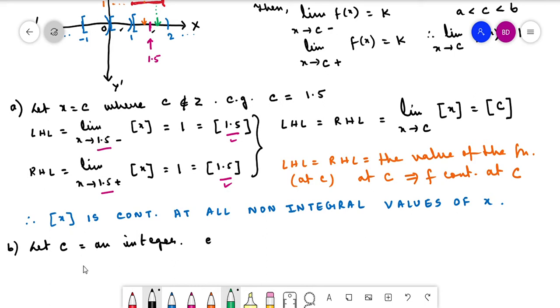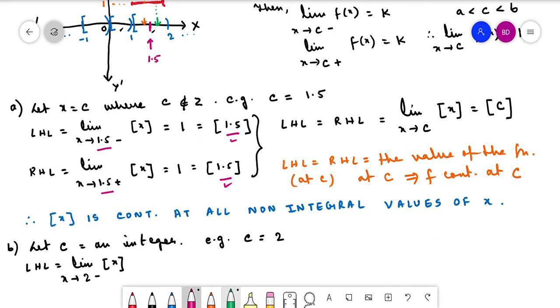Say, for example, let us take c equal to 2. Now we want to check first what is the left hand limit and right hand limit. So first let us check the left hand limit. The left hand limit will be the limit of box x as x tends to 2 from the left. Now let us see what is happening here.